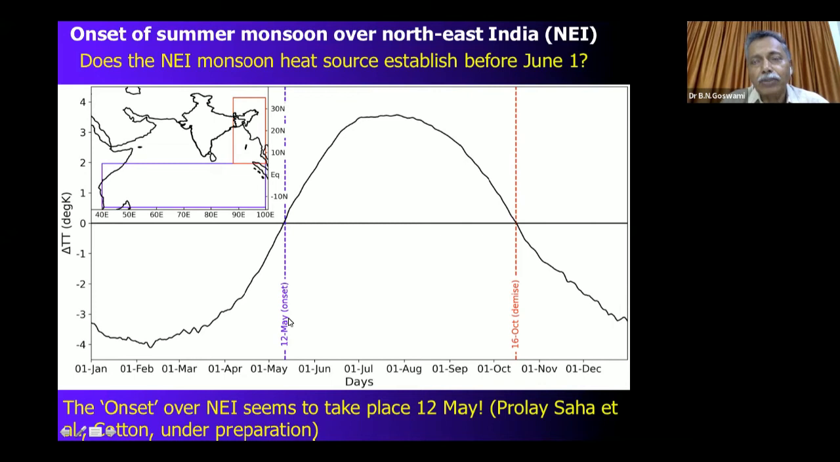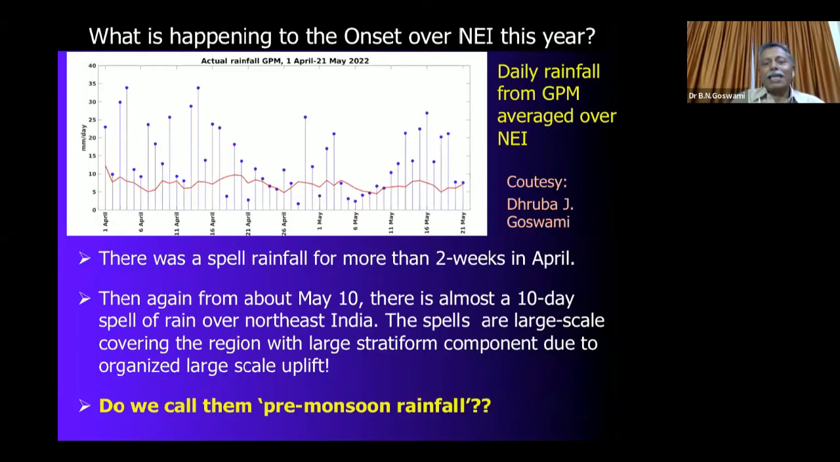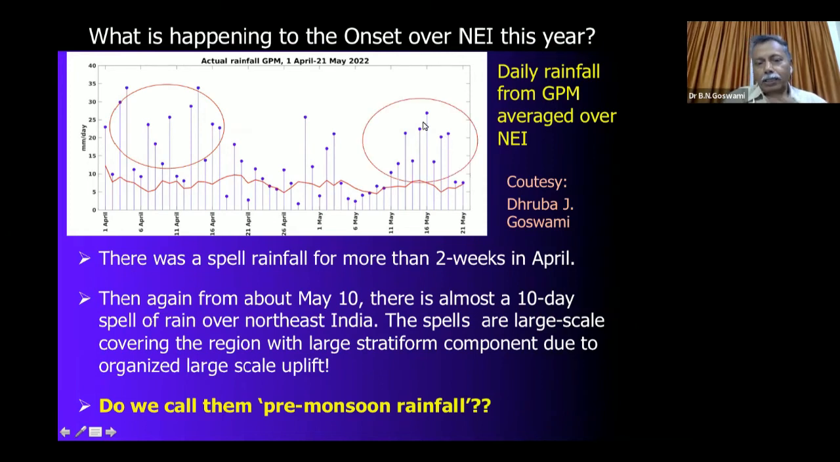So I would imagine that we can define somewhere around 12th of May, maybe around two, three days after that, we can define the monsoon onset in this region. In fact, this year it has been very strange, and the southwest monsoon seemed to have taken place much earlier. In fact, in April itself there was a big spell of rain, and there is a good spell in May.